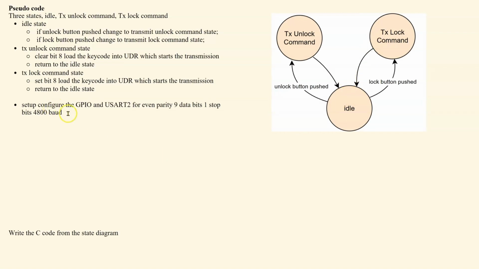And we're setting up the GPIO and USART: even parity, 9 data bits, 1 stop bit, and 4800 baud. So now pause the video and try to write the code from the state diagram.